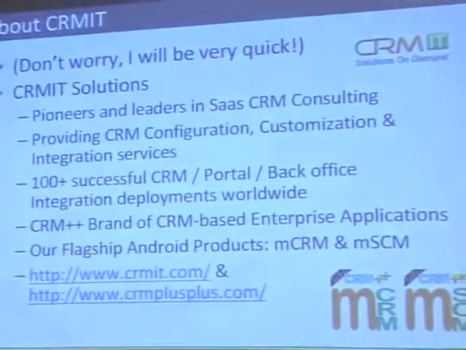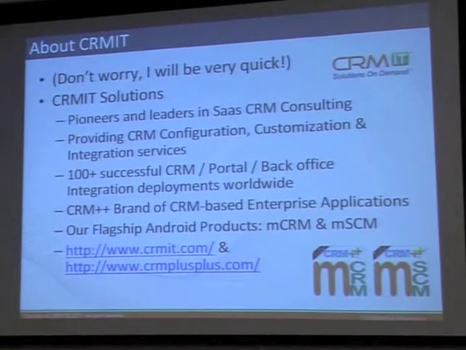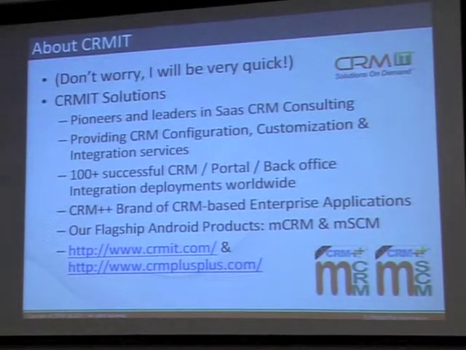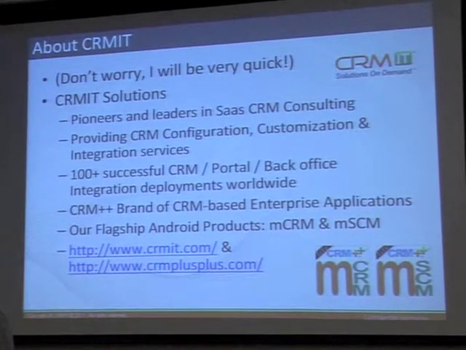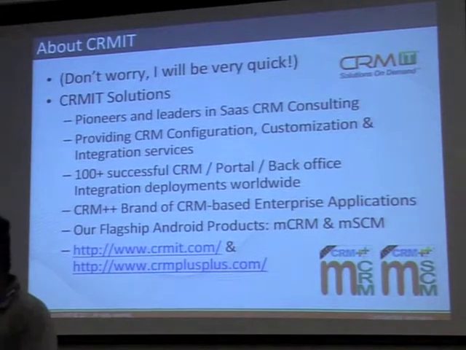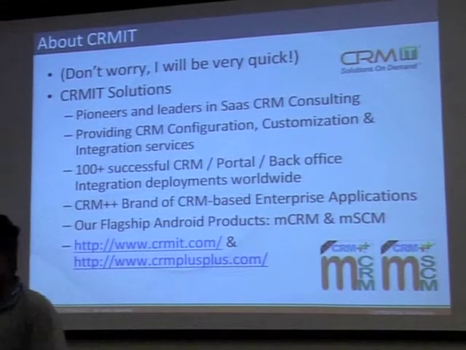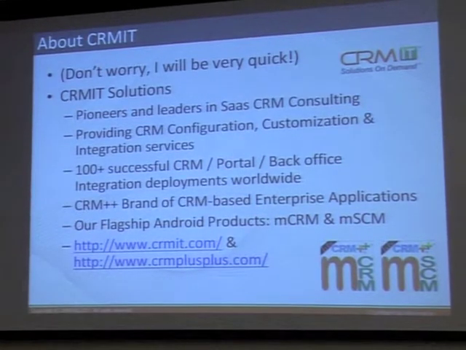I'll talk quickly about our company. My company name is CRMID. As the name suggests, we are into CRM implementation. That's our primary business, and we have done more than 100 implementations across the globe for various kinds of customers, from banks to universities to pharma companies and so on. So that's our main business.